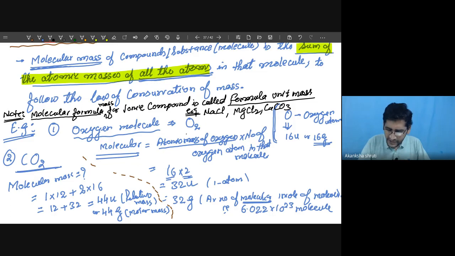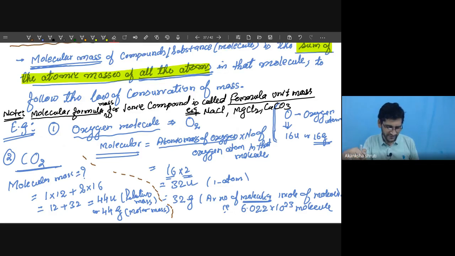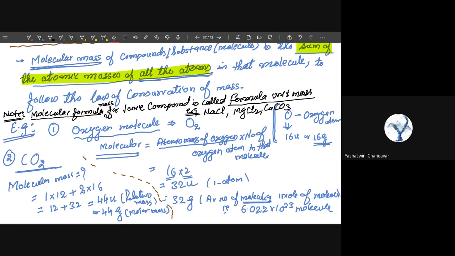But if you are considering oxygen O2, oxygen O2 is not an ionic compound. Two oxygens are just linked, though oxygen is carrying a negative charge. So for oxygen, we are always using the molecular mass, but for other ionic compounds like NaCl, MgCl2, we are using the term formula mass also in addition to their molecular mass.